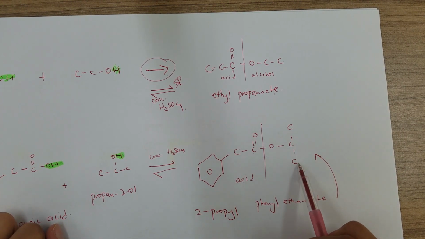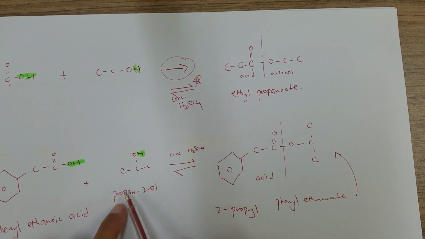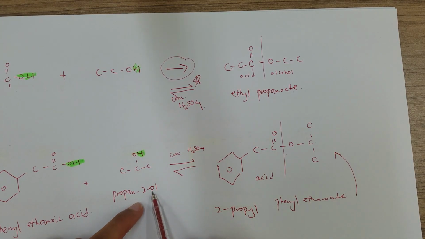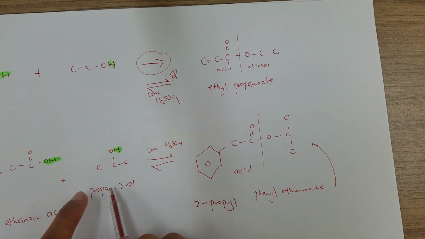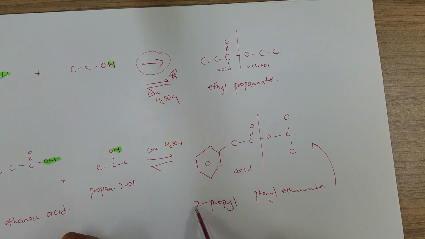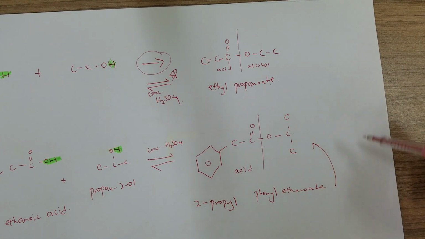Next, for propanol. Now this one is propan-2-ol. If you remember last time, there's propan-1-ol and propan-2-ol. So in this case, it's propan-2-ol, that's why we have to put 2 at the front. Now, if it were propan-1-ol, we would have put 1-propyl phenyl ethanoate. Okay? So this is basically about the naming and how the reaction happens.